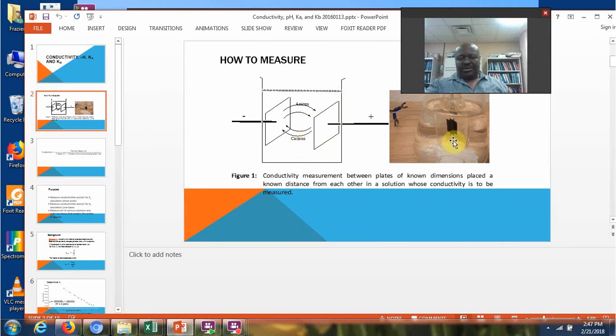In the old scheme, we used to do this. This is platinum, platinized platinum electrodes. Platinum is nice and shiny, but you make it kind of powdery and deposit it on the electrode, so you have a huge surface area of contact between the electrode and the solution. You put these electrodes at a certain distance, you know what the dimensions are, and you use that to measure conductivity.